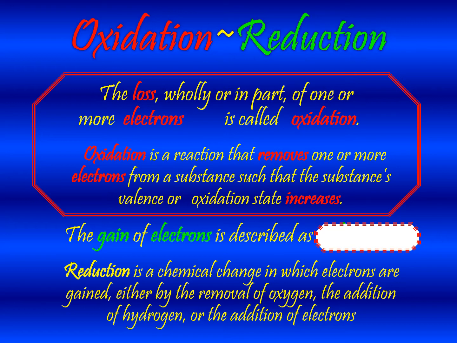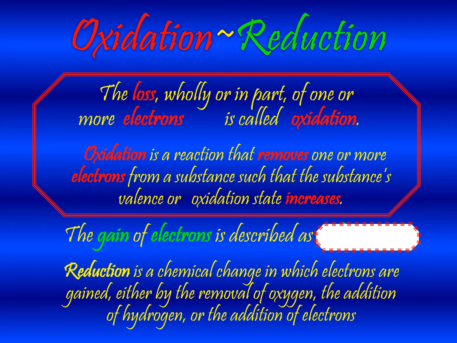Oxidation is a reaction that removes one or more electrons from a substance such that the substance's valence or oxidation state increases. Now that's the confusing part, because you are losing something and yet something is increasing. So oxidation states can be a little bit confusing. You often have to reverse yourself, and that's why some people have trouble with this topic. I will give you a number of ways that you can remember this as we go forward.